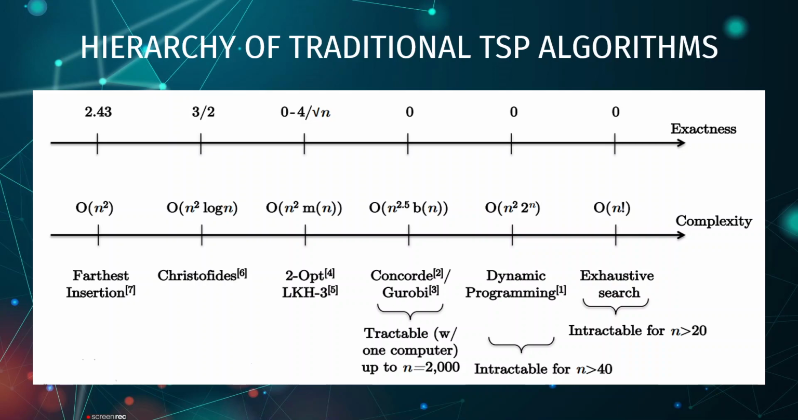On the rightmost, we have the naive approach of exhaustive search. This will give the optimal answer but will run in n factorial time, so it will become intractable for n greater than 20. Similarly, the dynamic programming approach will become redundant as n exceeds 40. Next exact approaches we have are Concorde and Gurobi, both of which are good only till n is in some thousands. Then time complexity decreases significantly as we leave the optimal solutions and allow some approximation with heuristic approaches like LKH3, Christofides, and farthest insertion.